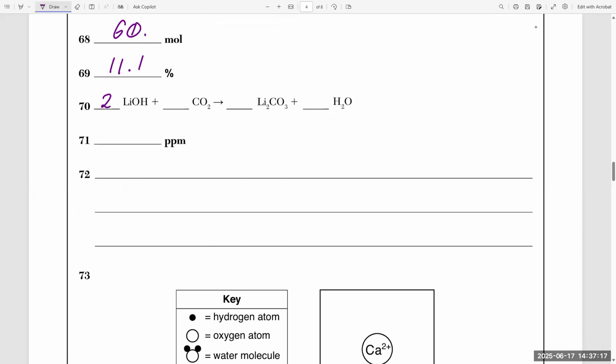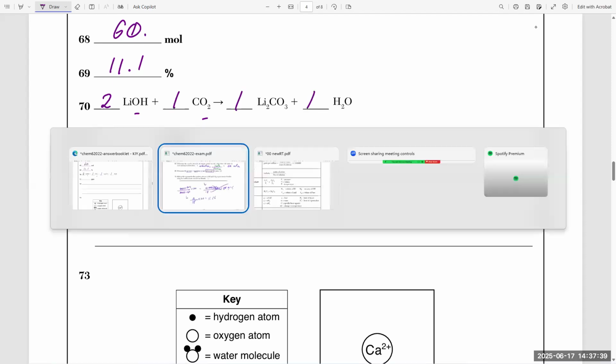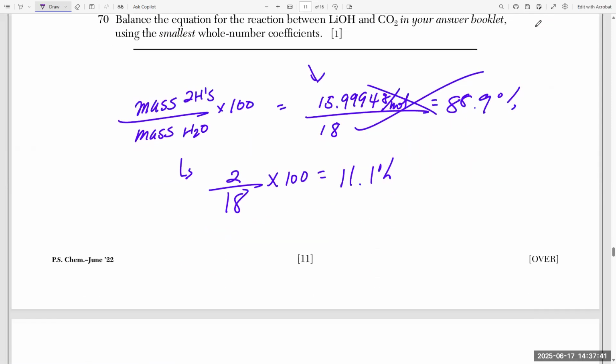So let's take a look at the left side. You got 2 hydrogens on the left side. Let's go to the right side. I also see 2 hydrogens. Let's do the oxygens. You got 2 plus 2, which is 4 for oxygen. And on the right side, you got 3 plus 1, which is 4. So we are correct. You can leave it this way, or you can actually do this. It doesn't matter. They're correct both ways. 71.